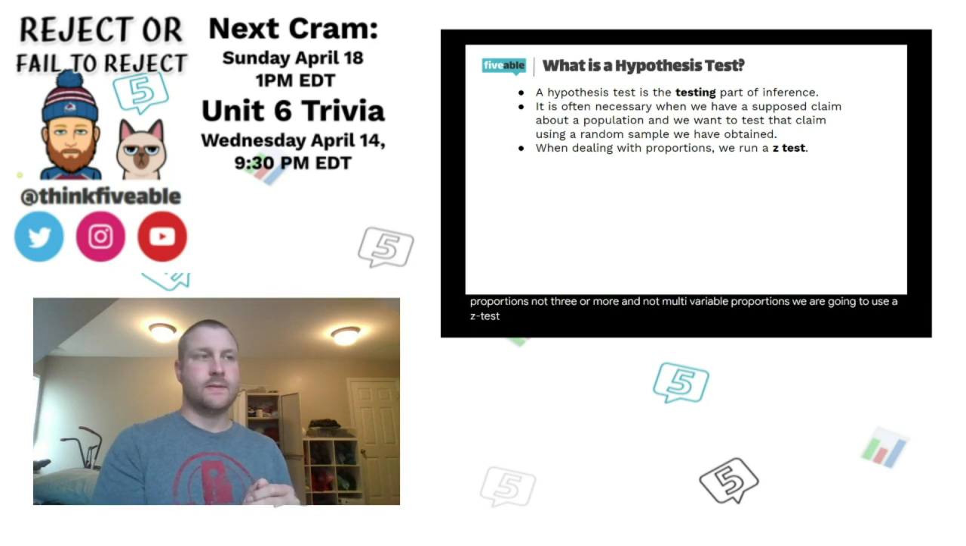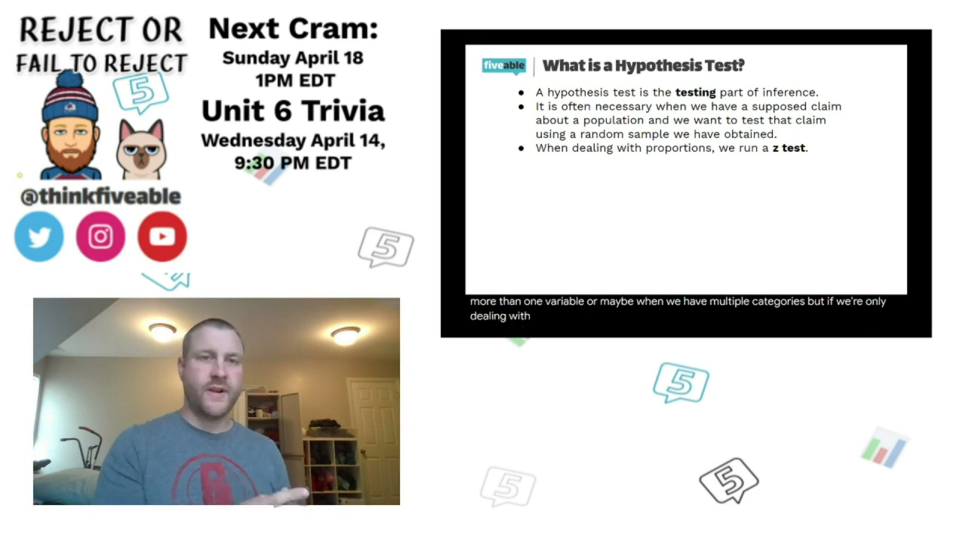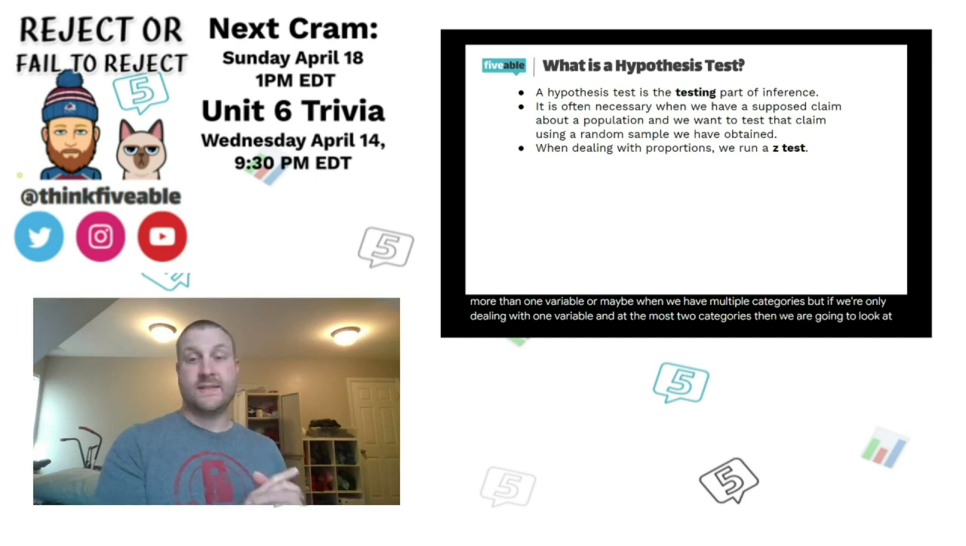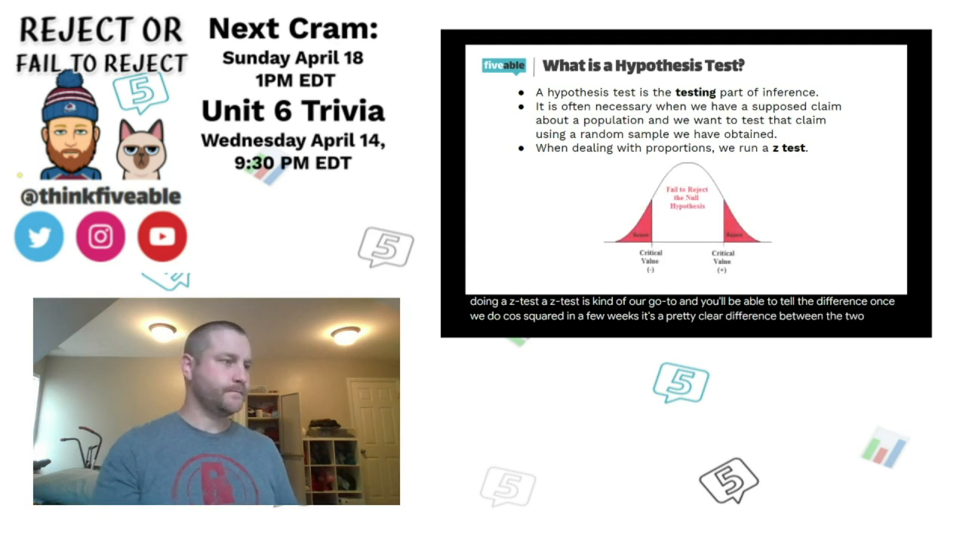to use a z-test. There is the little caveat of chi-squared testing, which comes up when we have more than one variable, or maybe when we have multiple categories. But if we're only dealing with one variable and at the most two categories, then we are going to look at doing a z-test. A z-test is kind of our go-to. And you'll be able to tell the difference once we do chi-squared in a few weeks. It's a pretty clear difference between the two.